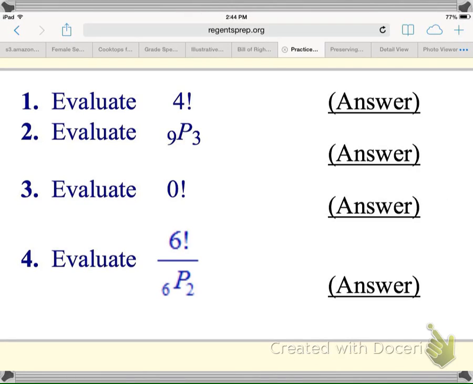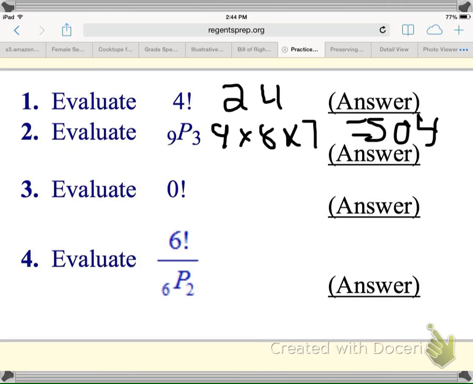Okay, so hopefully you gave this a try. This 4 factorial is asking you to do 4 times 3 times 2 times 1, which comes out to be 24. Okay, let's try the second one. Go ahead and write it down. Lauren, hit pause, and you can start it again when everyone is standing. Okay, so this one's asking you to do 9 times 8 times 7, and if you did that, you'd get 504.